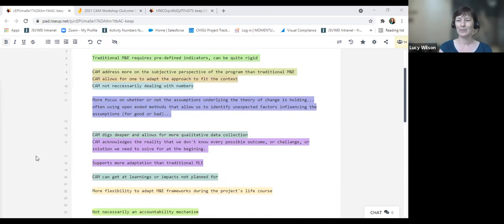Not necessarily an accountability mechanism. That's an interesting response. I like it. It can be, but it's not necessarily the way that we usually think of it. Acknowledges the reality that we don't know all the possible outcomes. That's great. Absolutely.